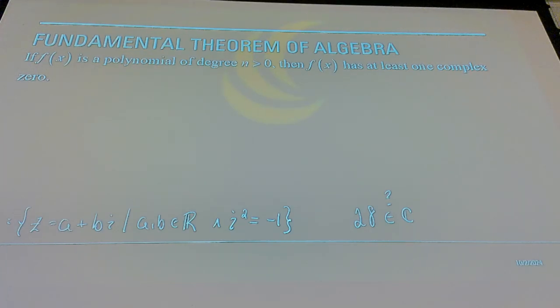That was very tentative, but I'm still going to give it that you said yes. How can you represent it as a plus bi? You're overthinking it. Every real number is complex.